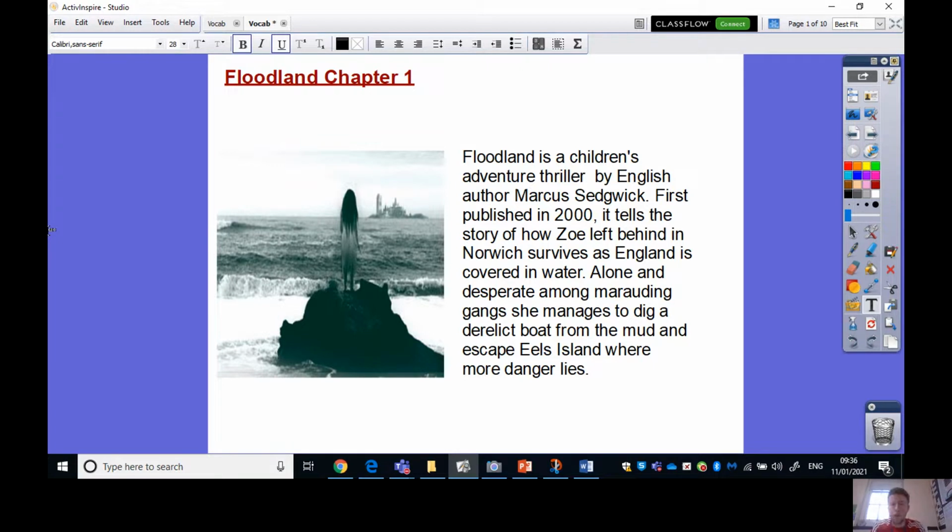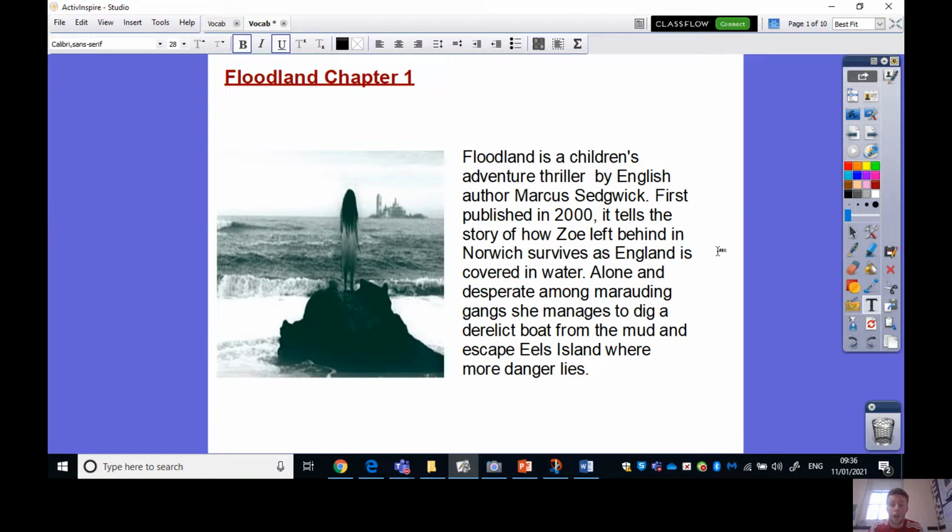chapter. So as we know, Floodland is a children's adventure thriller by an author called Marcus Sedgwick, who was from England. It was first published in 2000, so well before you were born, and it tells the story of how Zoe, left behind in Norwich, survives as England is covered in water. Alone and desperate among marauding mobs and gangs, she manages to dig a derelict boat called Laika from the mud, and she escapes Eel Island where more danger lies.